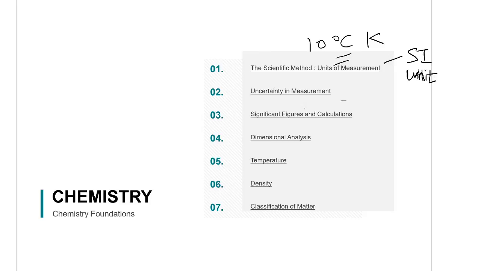Okay, second, the uncertainty in measurement. Again, in chemistry, it's a practical science, so we have to do a lot of measurement. When we are doing measurement, we have different values. For instance, we measure the length of a pen, then we will have a distance. We measure the temperature, we have the temperature. But again, we don't know the exact length and also the temperature because there will be uncertainty.